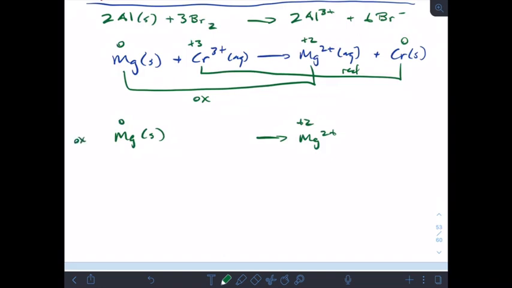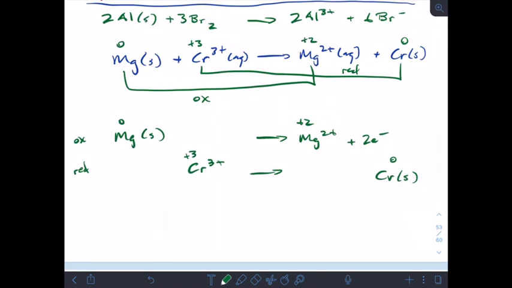And this is my oxidation, and my other one is the chromium, and that's a plus 3 and a 0. So it looks like we're going to have about the same scenario that we did in the previous problem. In my oxidation half reaction, I go from a 0 to a 2. That's a change of 2. That means 2 electrons have moved, and I'm going to put them on the side with the more positive oxidation state.